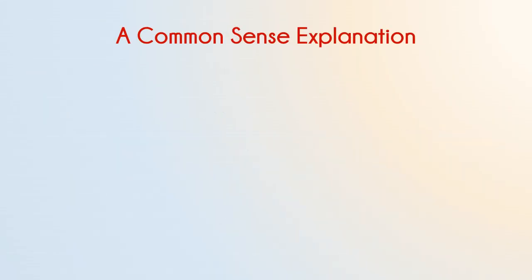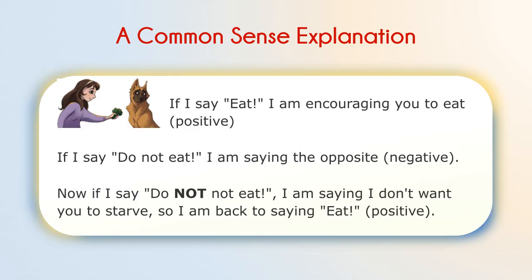And there is a common sense explanation. If I say eat, I am encouraging you to eat, positive. If I say do not eat, I am saying the opposite, negative. Now, if I say do not not eat, I am saying I don't want you to starve, so I am back to saying eat, positive. So, two negatives make a positive, and if that satisfies you, then you are done.